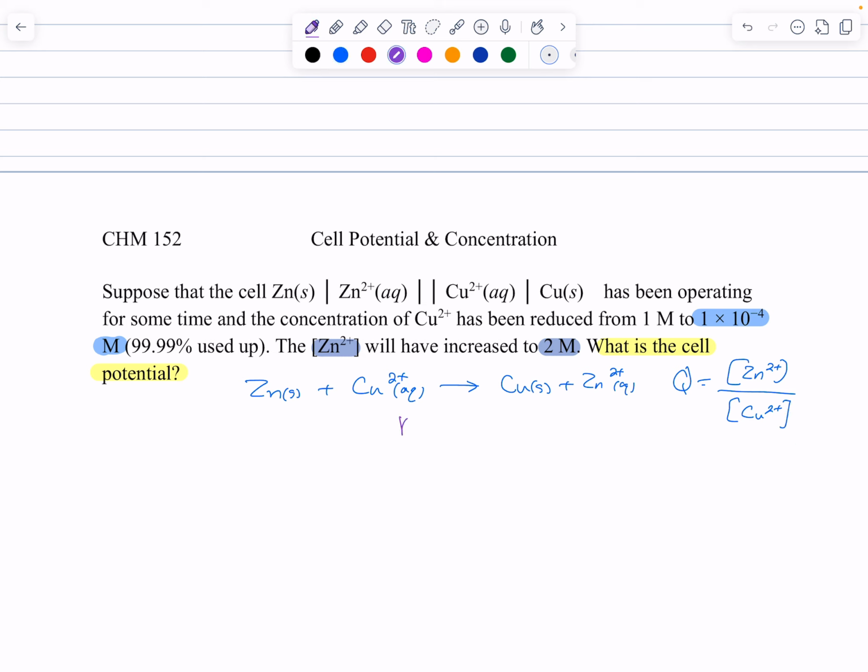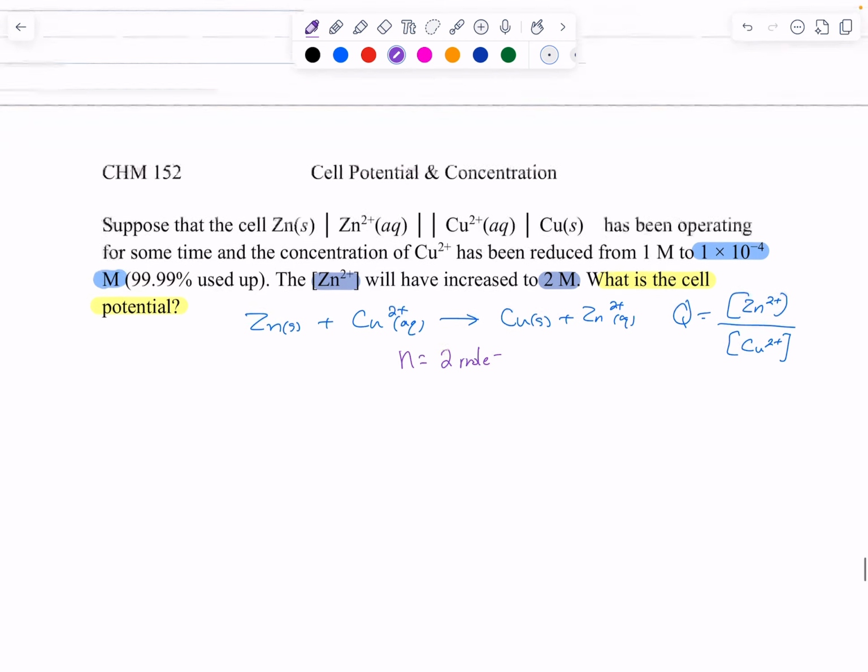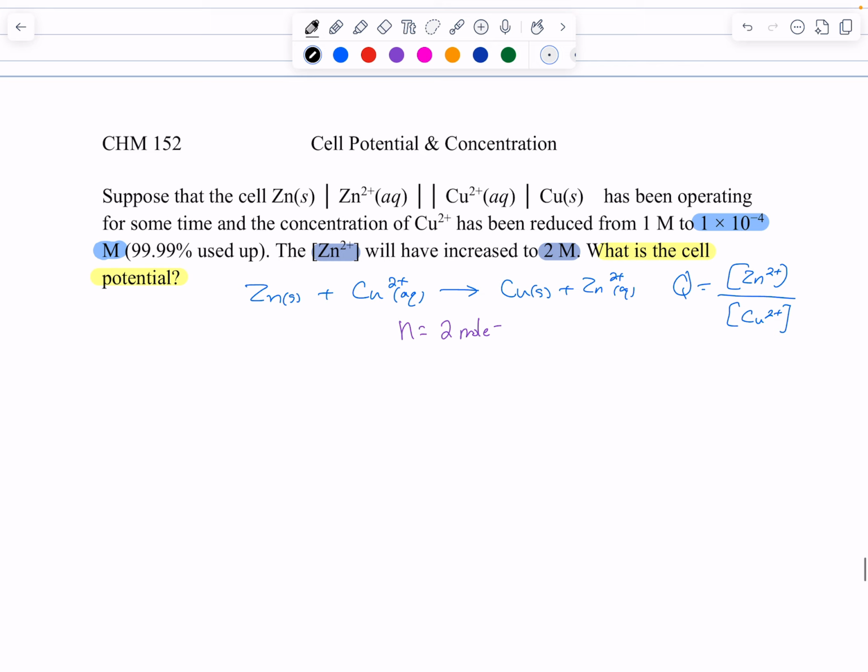n is still 2 moles of electrons. So we're going to do the Nernst equation: E equals E standard minus RT over nF ln Q. And let's write this out. E standard is still the 1.10 volts.